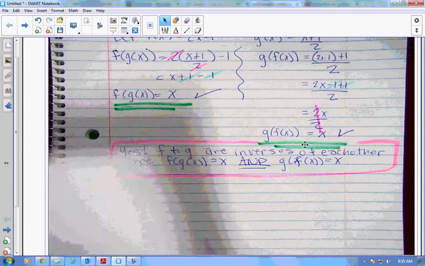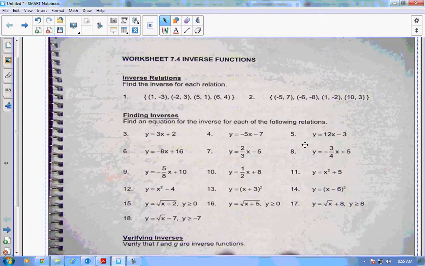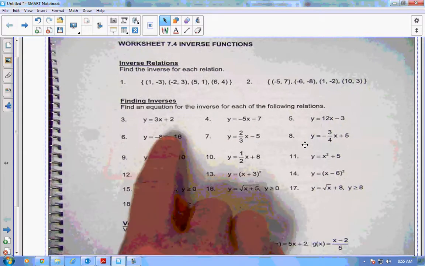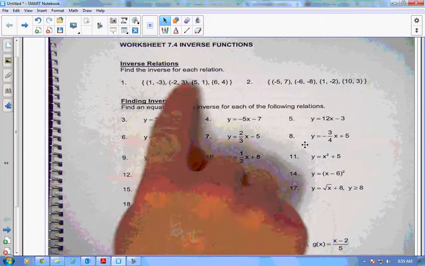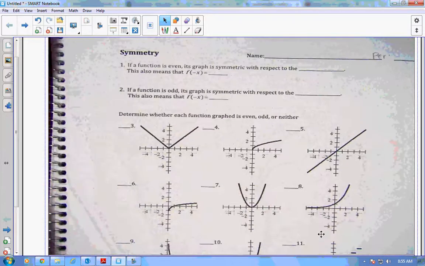Okay, so your homework, I'll be giving you a worksheet like this that's on inverse functions, finding inverses. Remember, this is easy. You just switch x and y. And symmetry on odds and even functions.